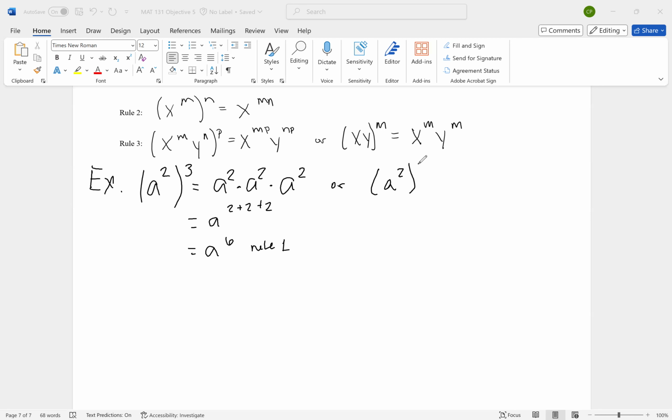if we have a squared cubed, if we follow the rule, the exponent being an exponent, we can multiply those, okay? So it'll be a to the 2 times 3. And that is a shorter way, a shortcut per se, to get to a to the 6. And this is if we use rule number 2, okay?